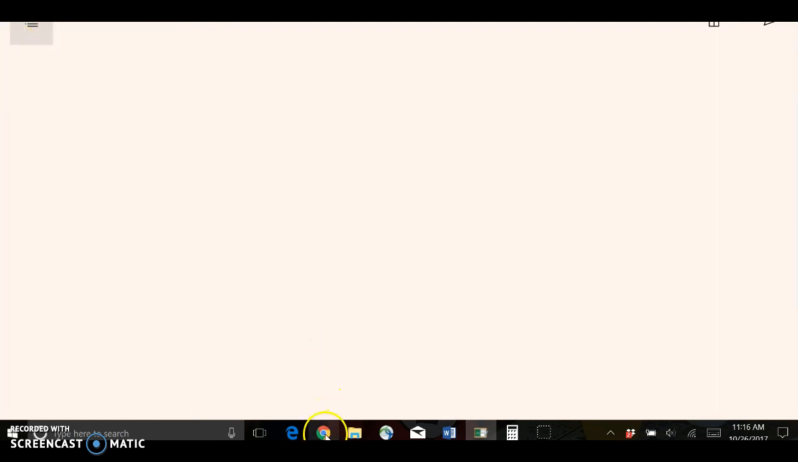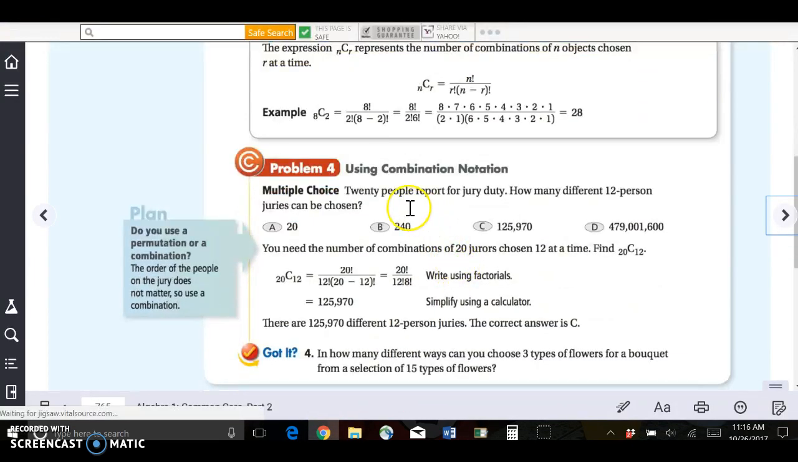And that was my quick little lesson on it. So let's take a look at problem 4. It says 20 people report for jury duty. How many different 12-person juries can be chosen? So here, the order does not matter. Like I said, if I pick Tom, John, and Mike, it doesn't matter if I pick John first or Tom first or whoever. They're all still going to be on that team. So it's a combination and the order doesn't matter.